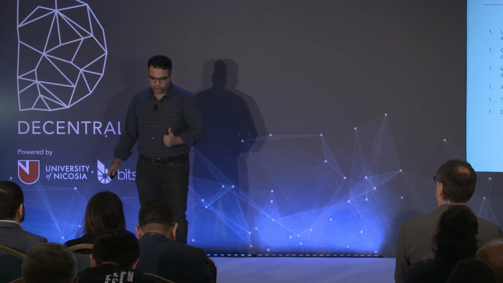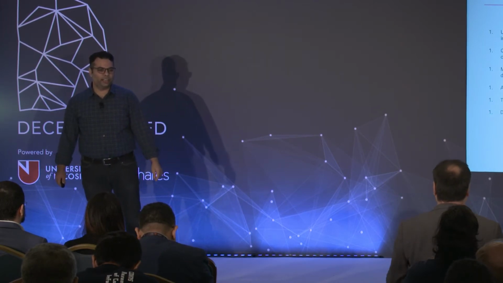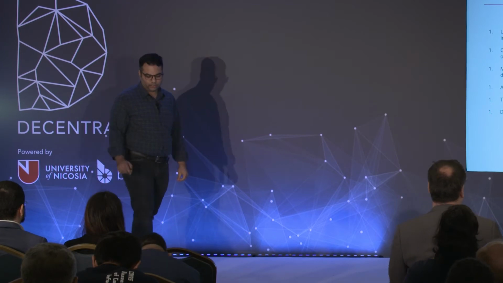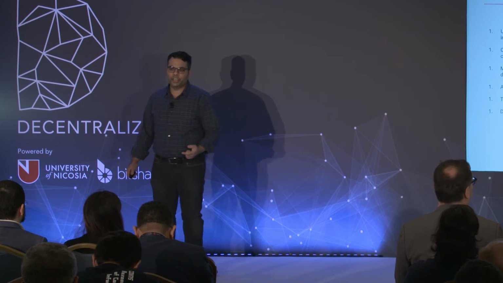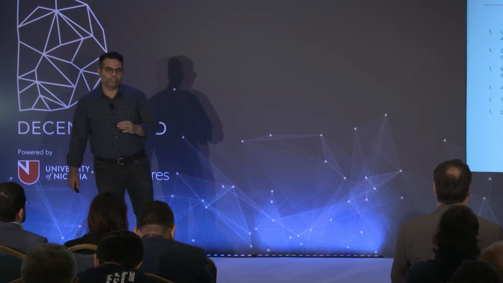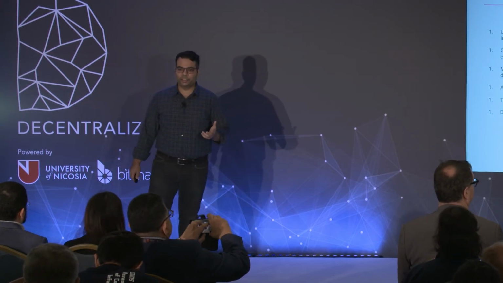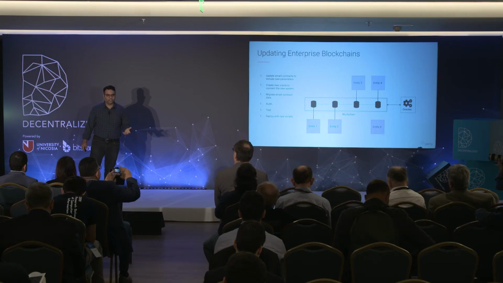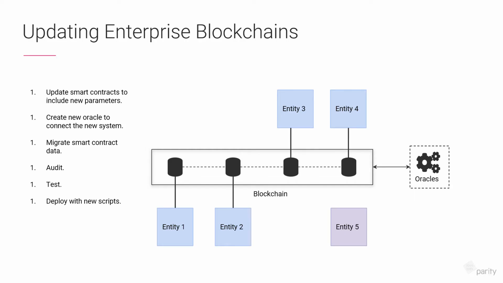There are some patterns involved there, proxy patterns and so on, but when the data schema changes, you have to migrate. Finally, because there are so many moving parts and so many changes already done, you have to audit. You have to spend money on getting things audited and then tested for functionality, for performance, and for security. And finally, you deploy with some new scripts because there are new systems coming into the picture. So this is the process of actually upgrading or updating an enterprise blockchain. Pretty lengthy, pretty costly. And then finally, the entity joins the system.